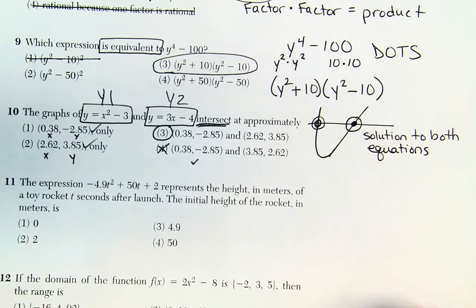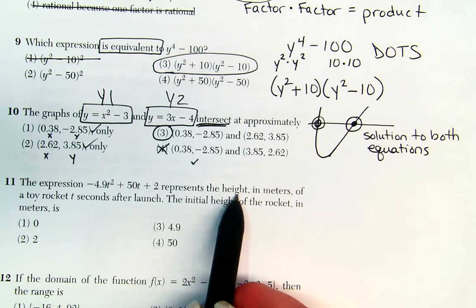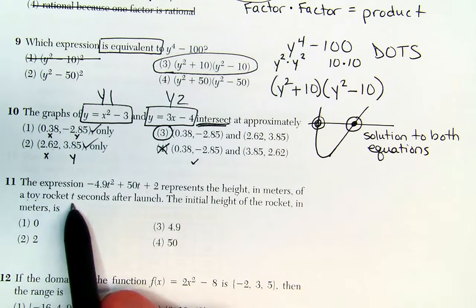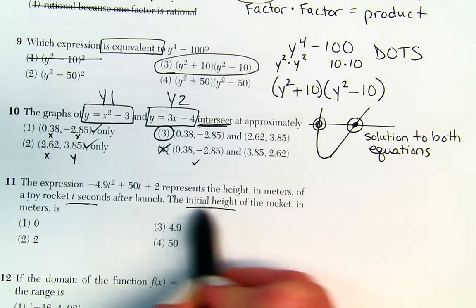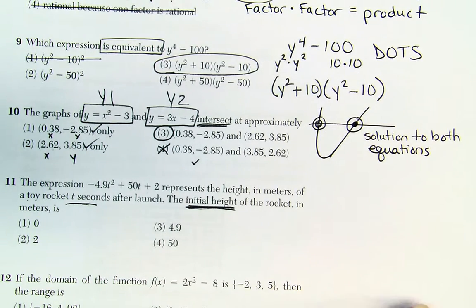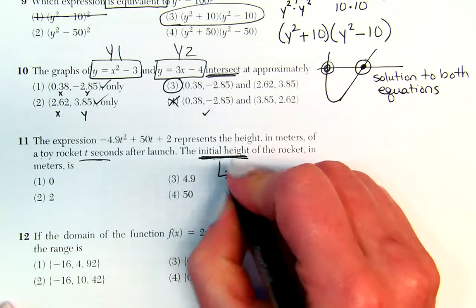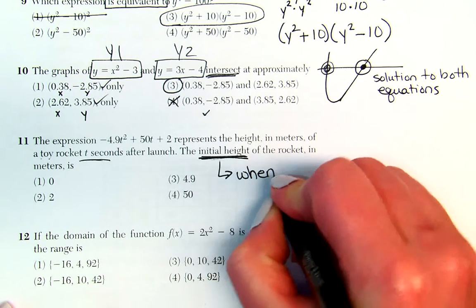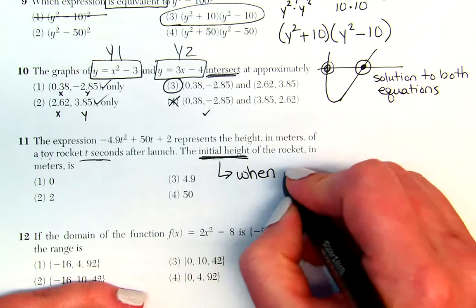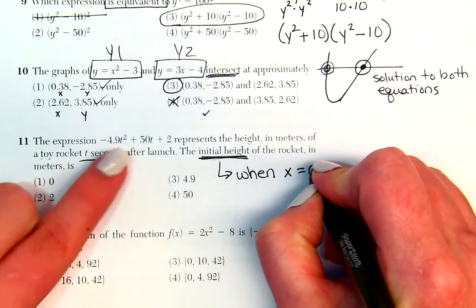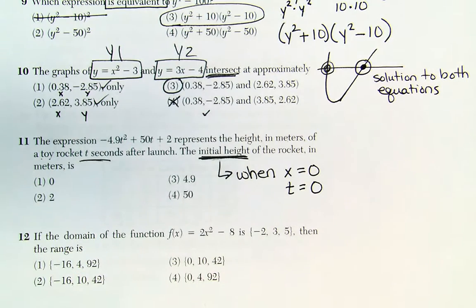For number 11, the expression negative 4.9t squared plus 50t plus 2 represents the height in meters of a toy rocket t seconds after launch. The initial height of the rocket in meters is. Anytime they ask you for an initial value, this is always when your independent variable is equal to 0. So in this case, it's going to be whenever x is equal to 0, or for us, our x's are actually t's, so it's when t is equal to 0.